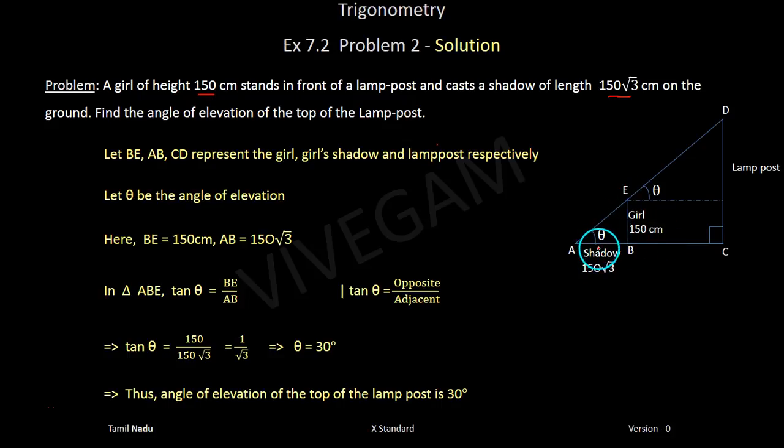So tan theta equals opposite by adjacent, that is 150 divided by 150 by root 3. So this 150 and 150 will cancel. You'll get 1 by root 3. And tan 30 is 1 by root 3. Therefore, theta is 30 degrees.